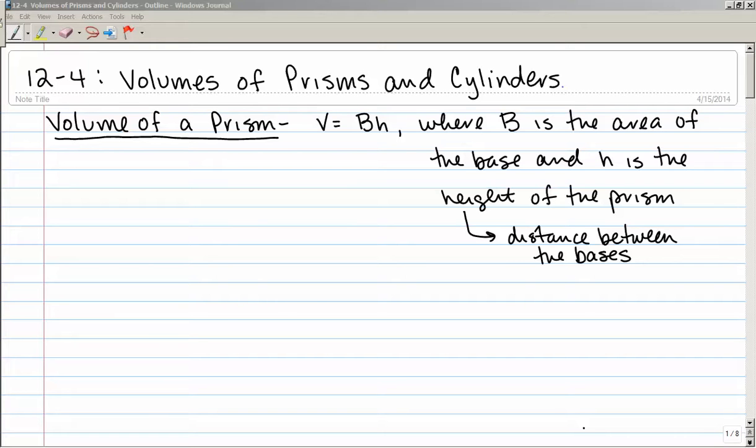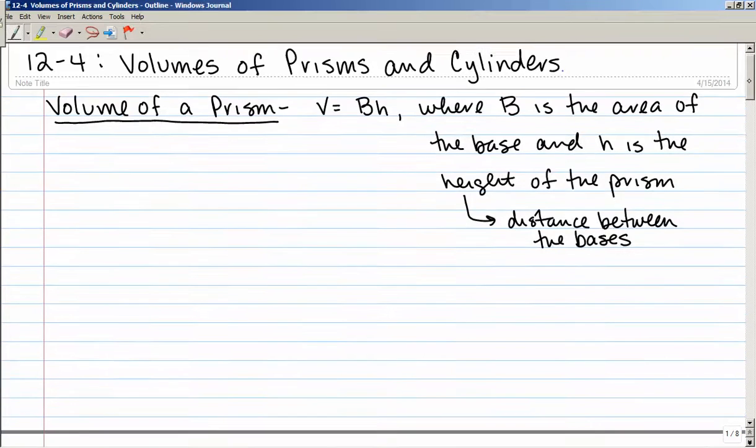Section 12.4 is on volumes of prisms and cylinders. The formula for the volume of a prism is given by V equals B times H, where B, that is capital B, is the area of the base, and H is the height of the prism. And recall that the height of the prism is the distance between the two bases.